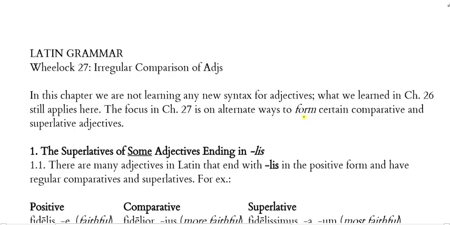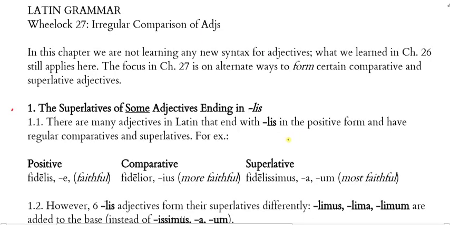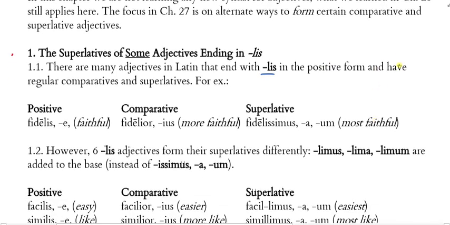So let's look at number one here, the superlatives of some adjectives ending in -lis. There are many adjectives in Latin that end with -lis in the positive form. Remember, the positive form is the basic form, the lexical form of the adjective. And these adjectives that end with -lis, the vast majority of them, have regular comparatives and superlatives. I'll just give you one example.